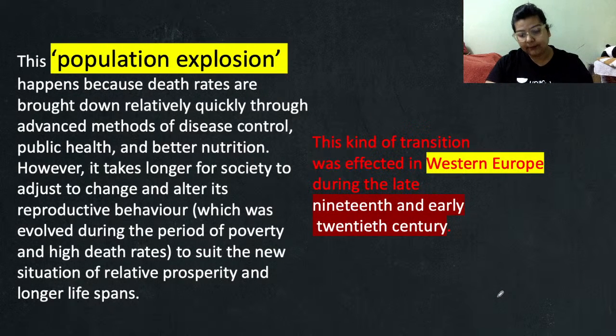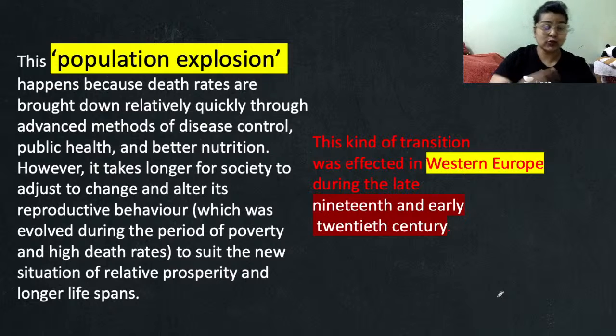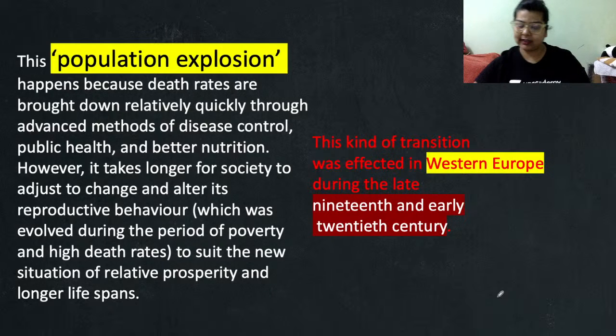Population explosion, on the other hand, happens because death rates are brought down relatively quickly through advanced methods of disease control, public health and better nutrition. However, it takes longer for society to adjust and alter its reproductive behavior, which evolved during a period of poverty and high death rates, to suit the new situation of relative prosperity and longer lifespans. This was the transition in Western Europe during the late 19th and 20th century.